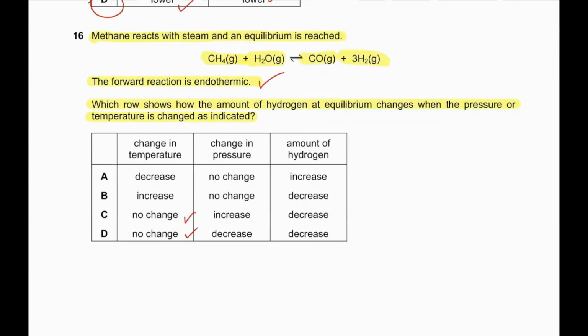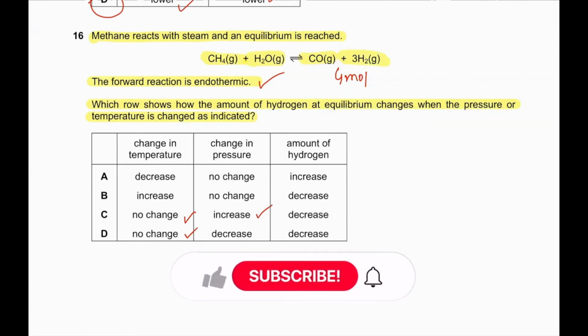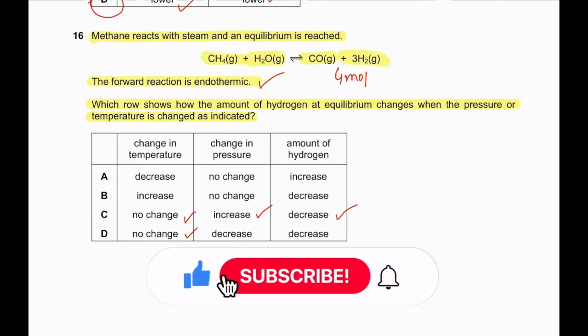All right, a change in pressure. Because there are 4 moles of product, and when hydrogen is formed, then the change in pressure will increase. And the amount of hydrogen, because of the increase in pressure, will decrease.